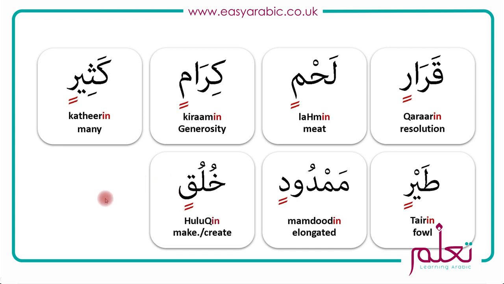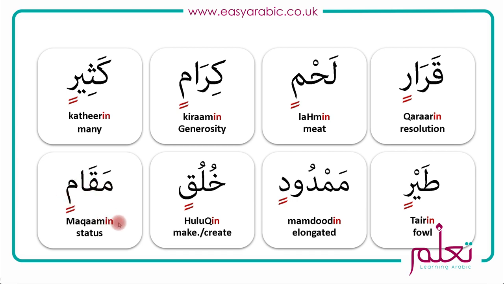Next one is mim with the fatha is ma, qaf with the fatha, maqa, and then the alif. So we extend the previous sound, maqamin. Okay, so that is the kasratain.